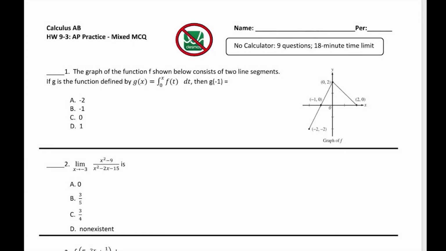Hey y'all, welcome back. On tonight's homework, we are practicing for the AP test. Specifically, we're going to be working through some multiple choice questions.